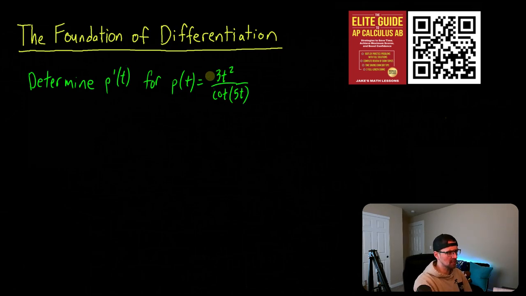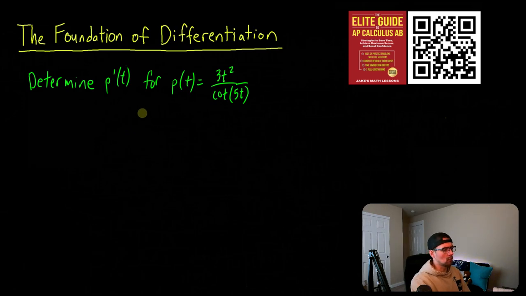In this case, we can see that the quotient rule is what we're going to have to use because we have 3t squared divided by cotangent of 5t. That tells you right off the bat, you can call 3t squared your numerator and cotangent of 5t your denominator, and you can use the quotient rule. So knowing that, let's dive into what exactly the quotient rule formula is.